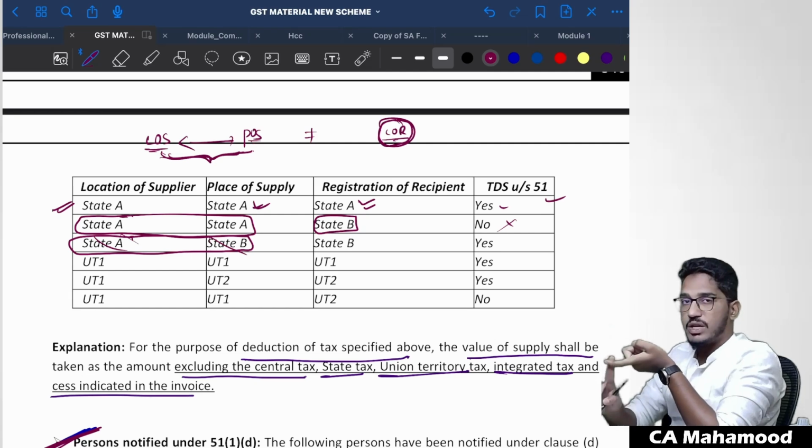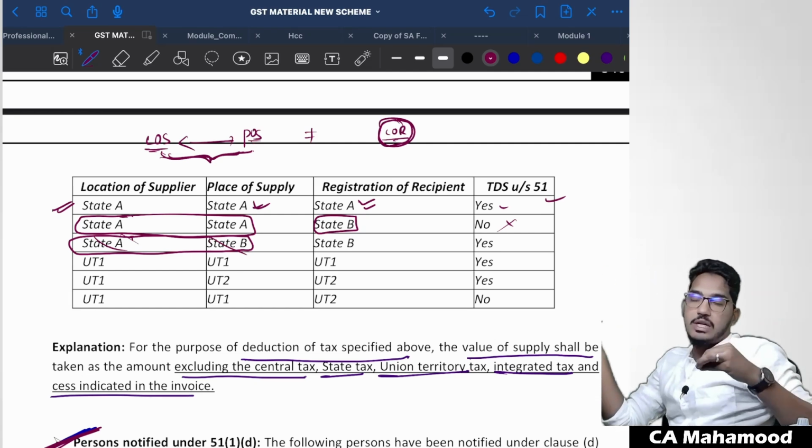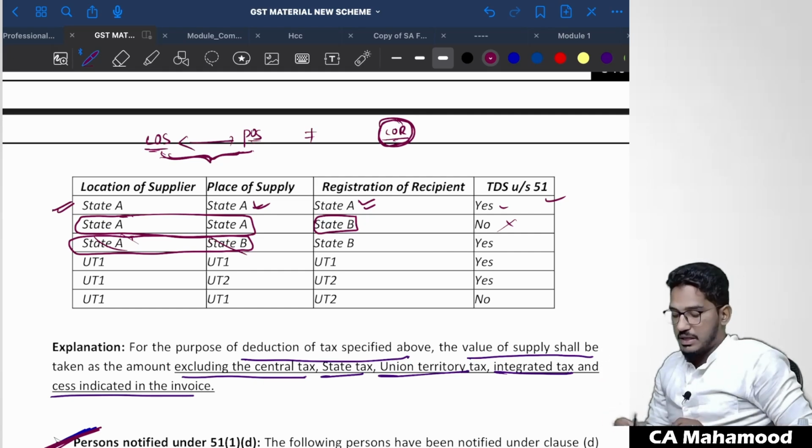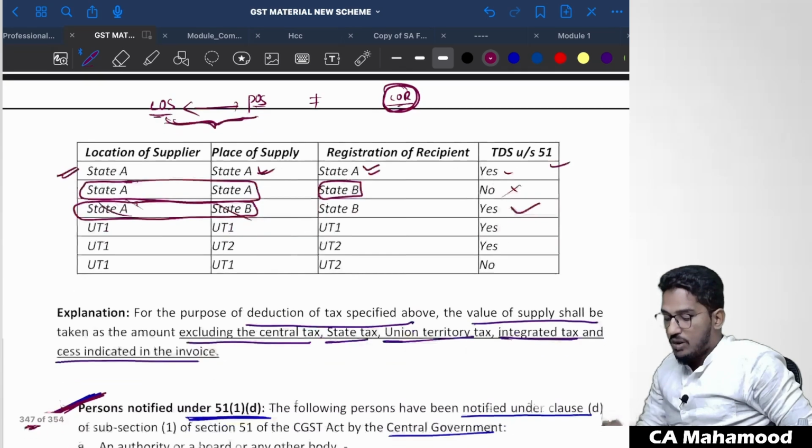applicable only when location of supplier, place of supply both are in same state, which is different from location of the recipient, then only TDS will not become applicable. But here, location of the supplier and place of supply in two different states, no issue here. Here also TDS will become applicable. What if it is union territory?